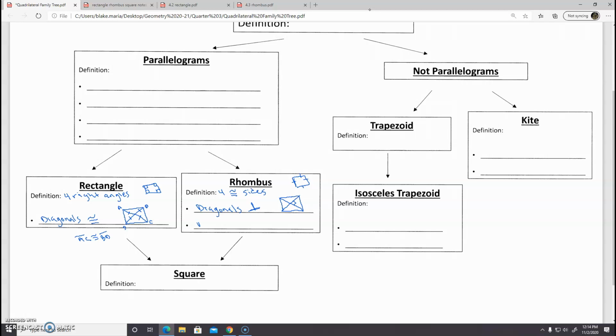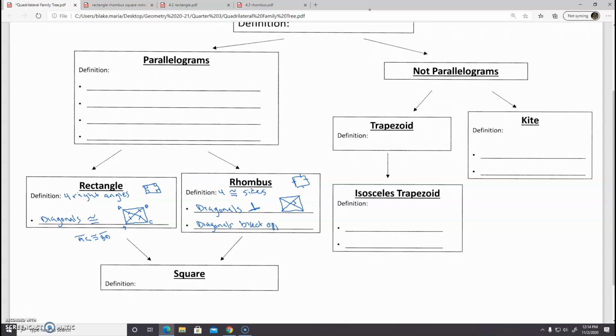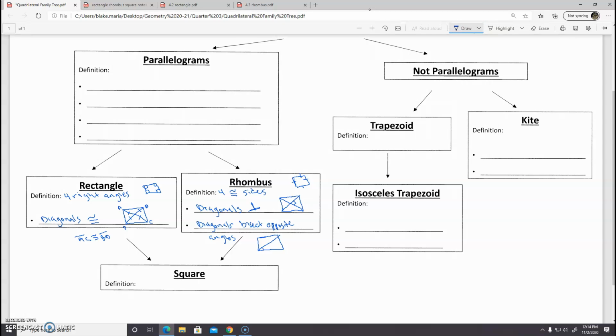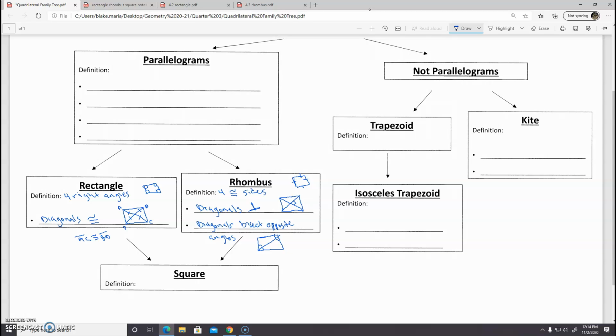And then the last one is your diagonals. This one's a little bit long. Diagonals bisect opposite angles. So again, what does that look like? This is a diagonal. We know that these two angles are equal, and we know that these two angles are equal. So those diagonals are bisecting. They're making two equal angles.